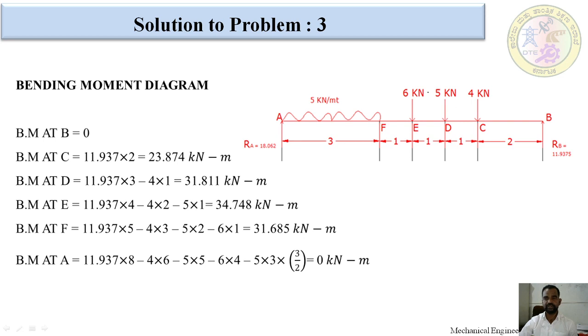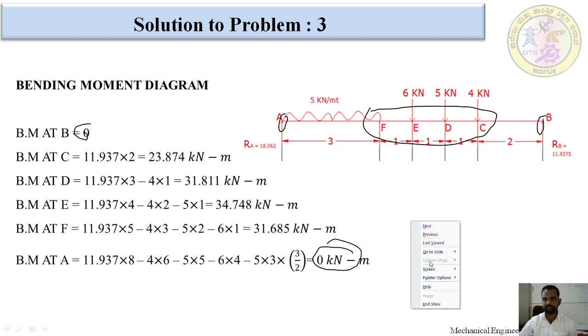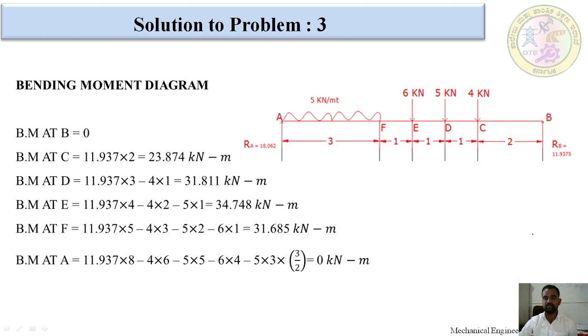Okay, bending moment calculation. At support it is always 0. Here A is equal to 0 always, B is equal to 0 always. Only we require to calculate between the points, these 4 points. Okay, first of all, do you know what sign convention means? From right to the section, upward force is taken as positive in bending moment calculation, downward force taken as negative in bending moment calculation.